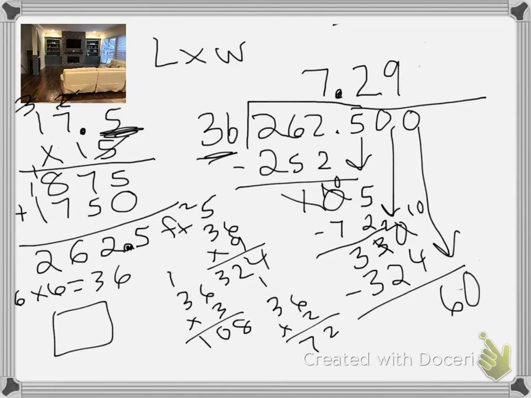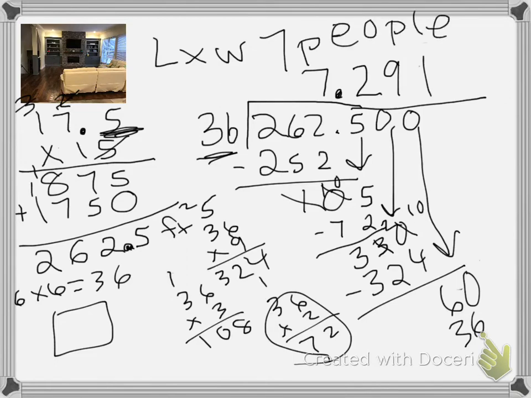36 can only go into 60 one time, because 2 times, I already have over here 72. So it only goes in 1 time, and that's 36. And we're going to stop there, because our rule of thumb is you're allowed to stop after 3 decimal spots when we divide. So if I take a look at my living room and I social distance, I can only fit 7 people into my living room with social distancing.